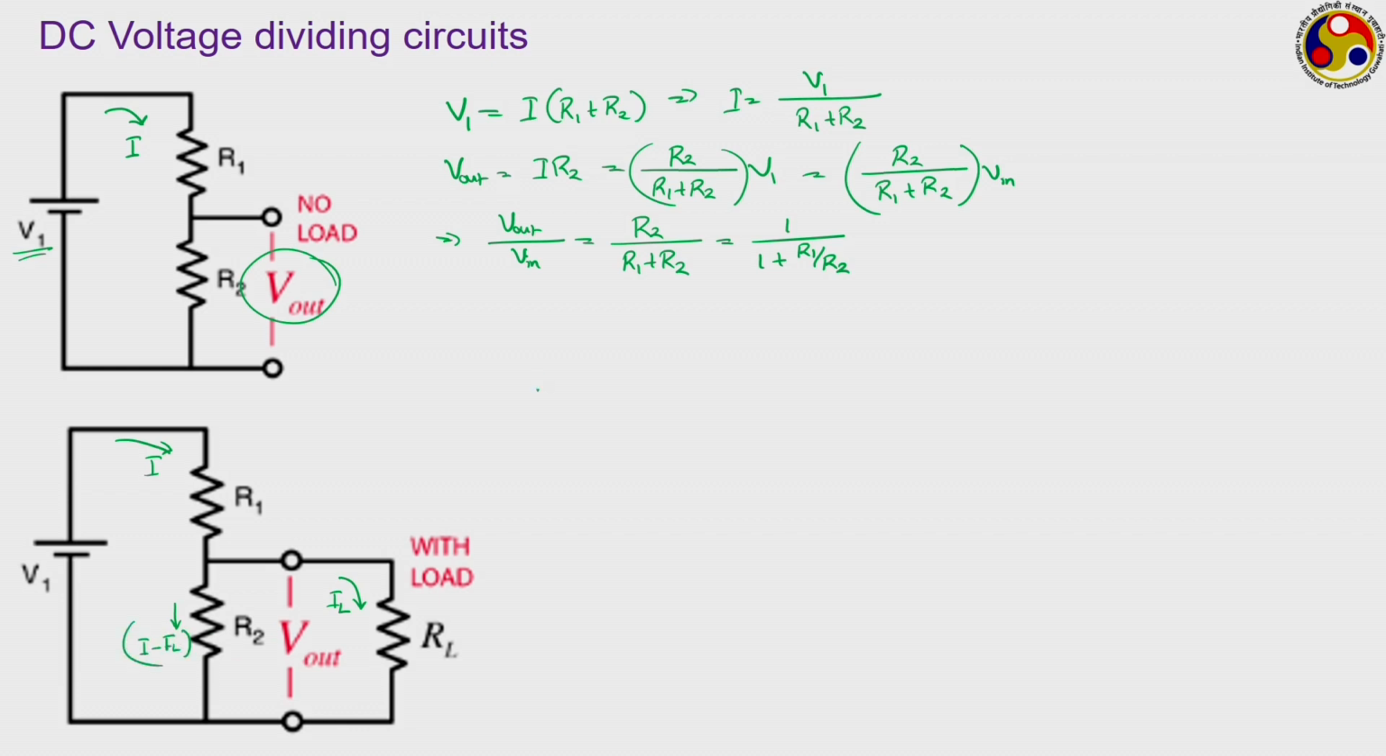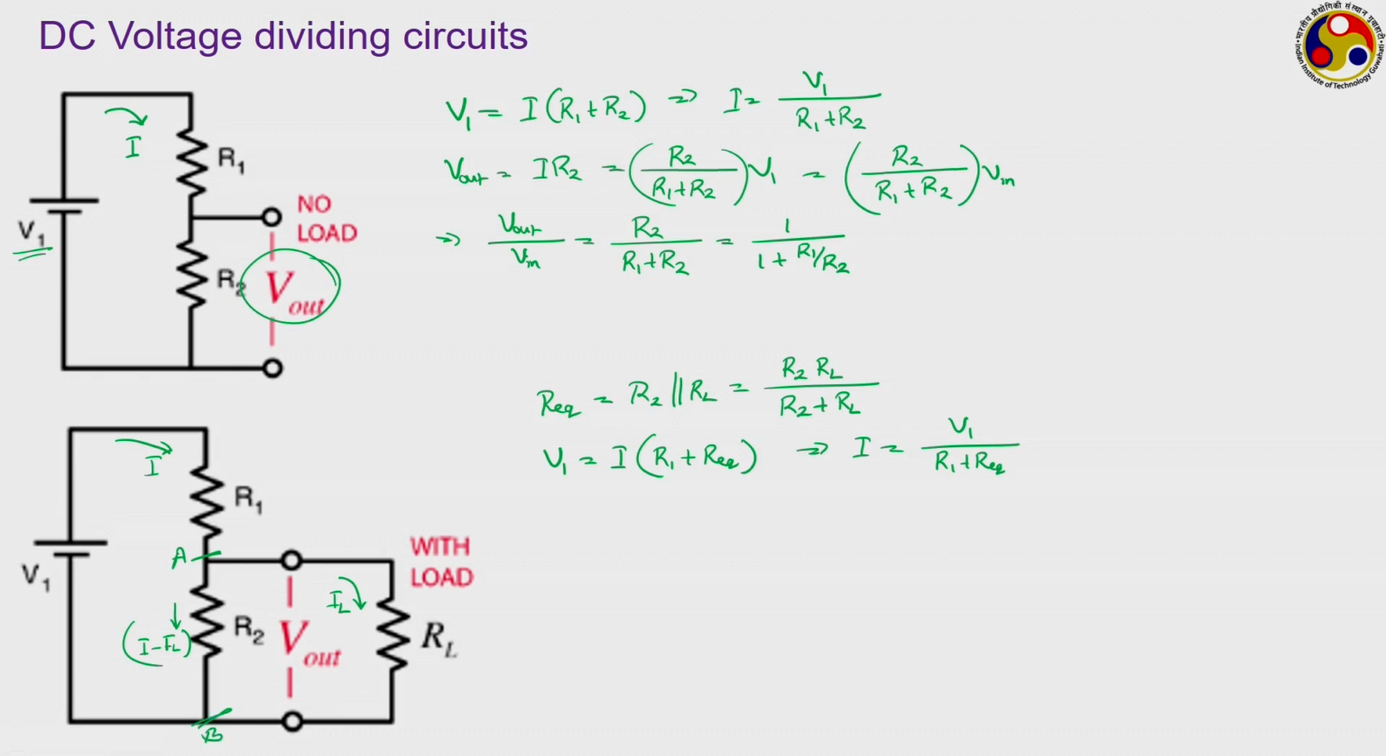So let us first calculate the equivalent resistance of these two parallel resistors, that is R2 and RL. We know that this will become R2 into RL divided by R2 plus RL, and therefore we can write V1 equal to I into the resistance of the equivalent circuit, that is R1 plus R equivalent. So I should be equal to V1 divided by R1 plus R equivalent. Now we have to calculate IL. Let us call this particular point A and this particular point B.